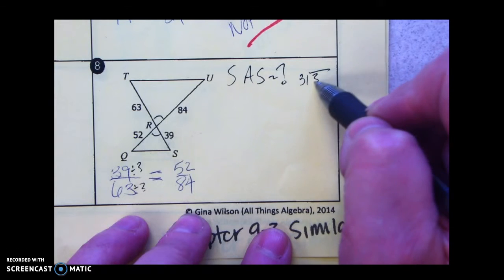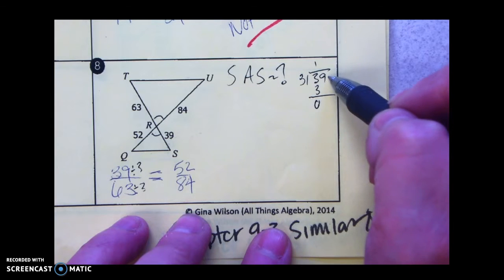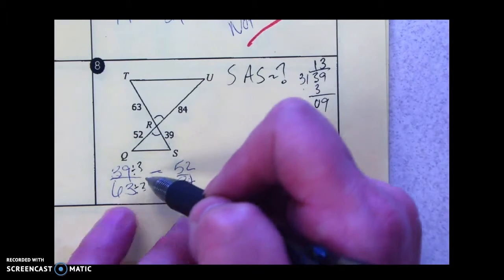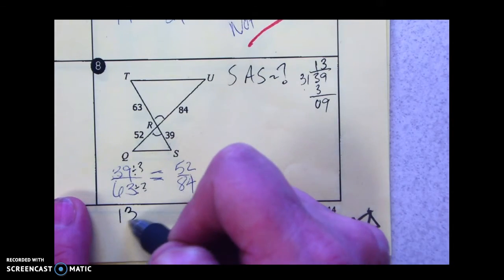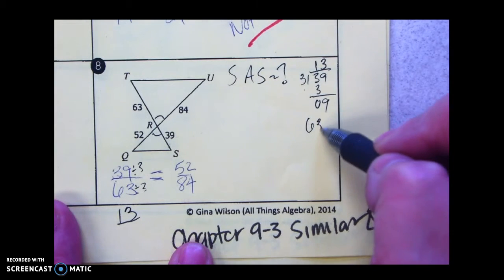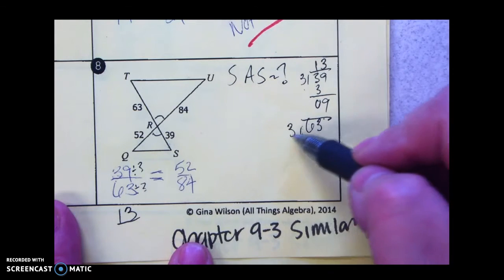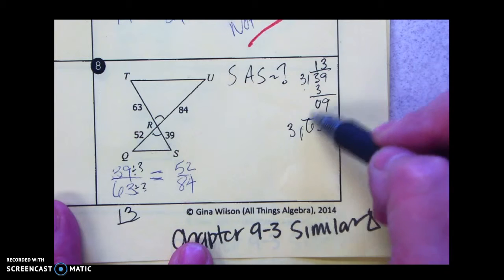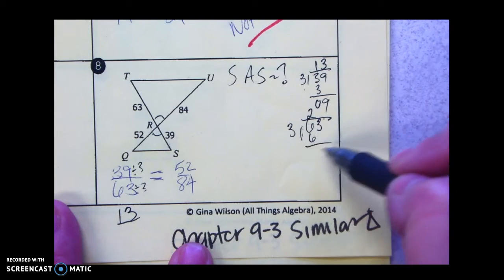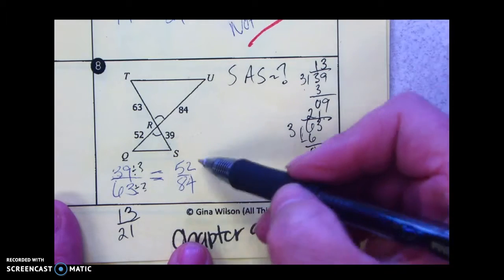3 goes into 39: 3 goes into 3 once, 1 times 3 is 3, subtract to get 0, and then I bring down the 9. 3 goes into 9 3 times, so that's going to be 13. Then 63 divided by 3. Both of these numbers have to be divided by the same number. 6 divided by 3 is 2, subtract to get 0, bring down the 3, that's a 1. So 21. Now I look at this.